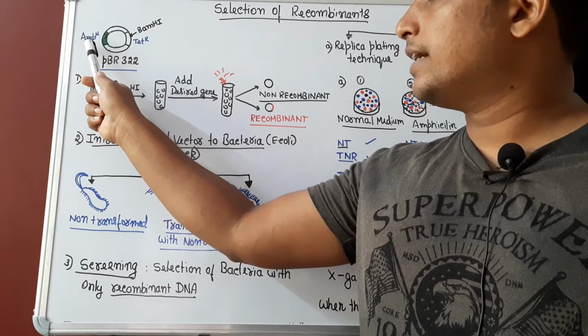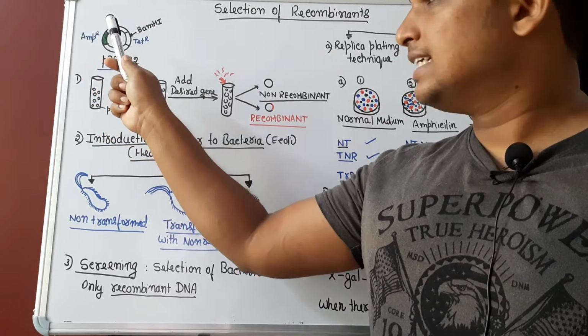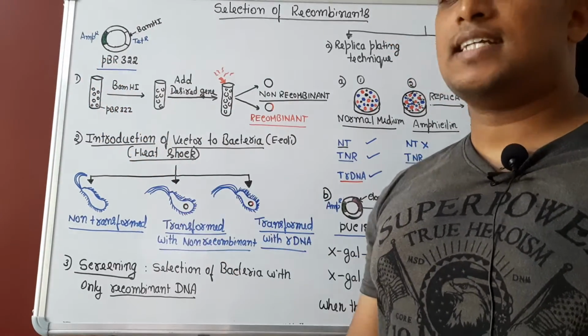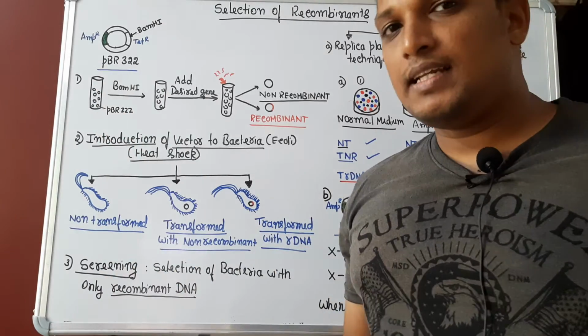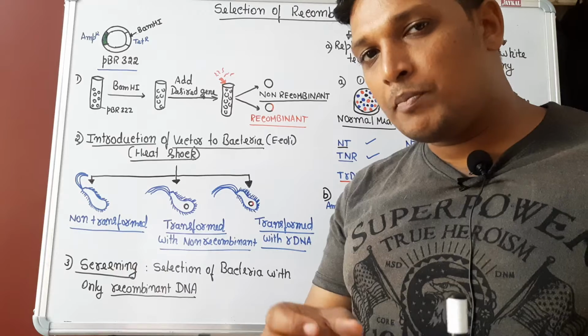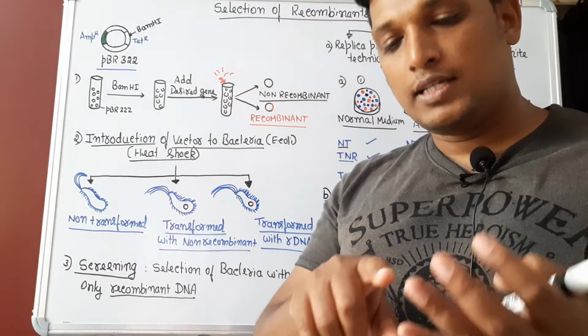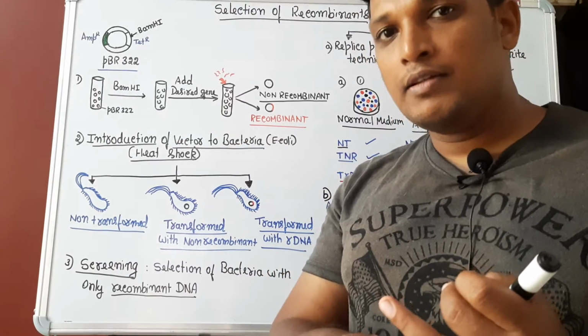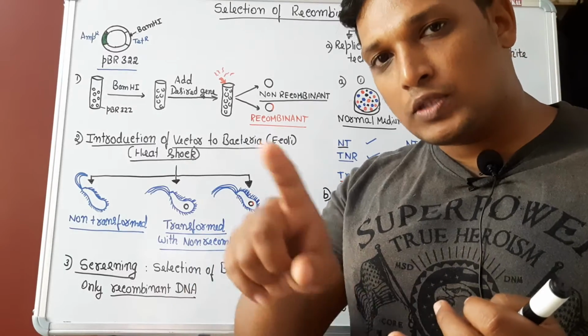What are those important sites? Ampicillin resistance gene and a tetracycline resistance gene. What is ampicillin? Ampicillin is an antibiotic, which means an antibiotic is commonly used to kill bacteria. Ampicillin and tetracycline are the antibiotics which are used to kill bacteria.